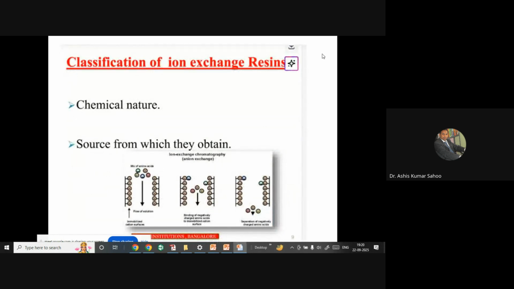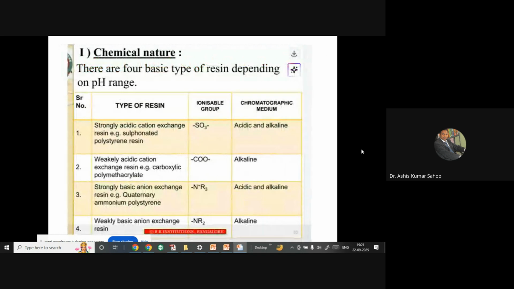Classification of ion exchangers: by chemical nature and by the source from which they are obtained. So these are the different classifications based on the chemical nature and source. So chemical types of resins: different resins are found depending upon the chemical nature.